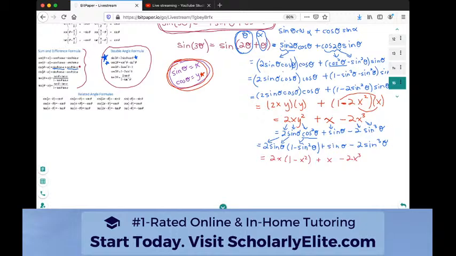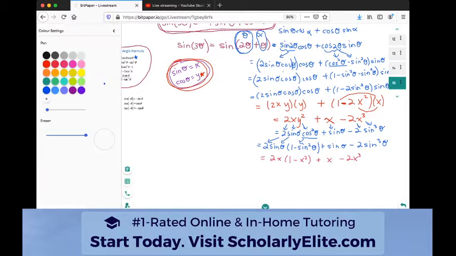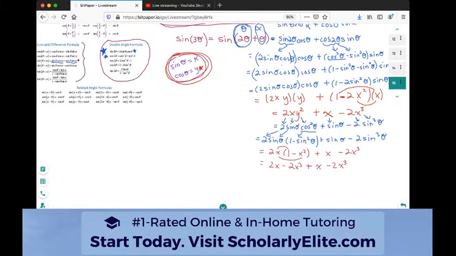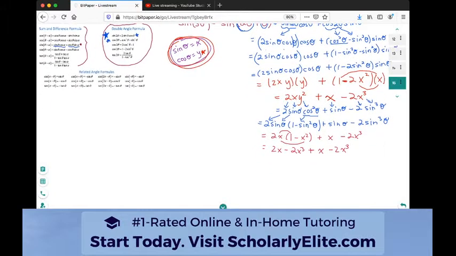Okay? Now, let's go on to our next step here. Actually, I still need the red. My bad, my bad. And we're just going to simplify this. So we're going to multiply this guy in here. So we get 2x minus 2x cubed plus x minus 2x cubed. So hopefully that makes sense, you guys. Again, if you're confused by any of this, just shoot me a question. No big deal. I'm happy to answer it.